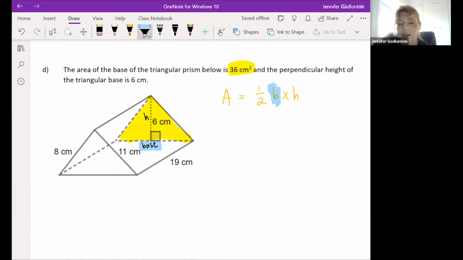Now for this, you could use Pythagoras, but that would be a really long way to go about this. So I don't recommend you use Pythagoras. I recommend you use this area formula and you work your way backwards. Let's see who can figure out the base.